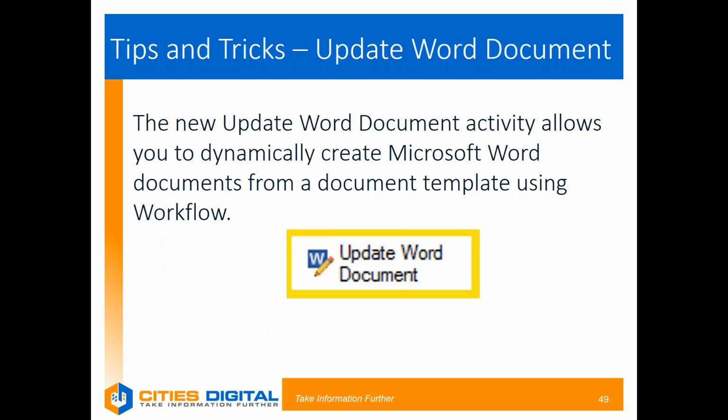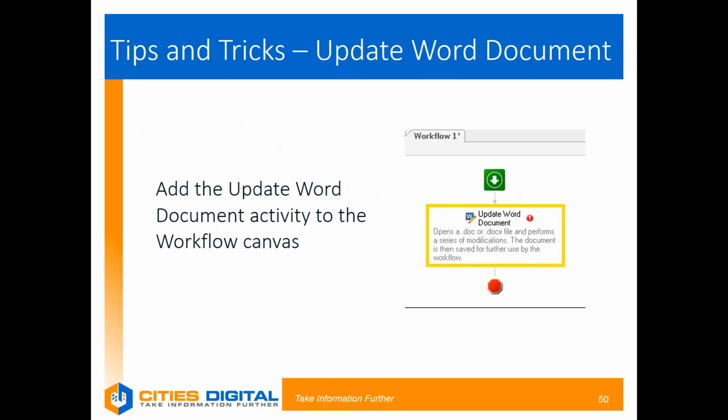And here we have our awesome workflow activity. I know you guys love workflow. And this is a really great feature. I know a lot of people have been using this quite a bit. It's the update Word document activity. Maybe it doesn't sound that interesting, but it's really great to use. What this does is allow you to create a Microsoft Word document from a document template using workflow. You just add this update Word document activity to your workflow, just like we did with the search results. So really what this will do is create a Word document for you.